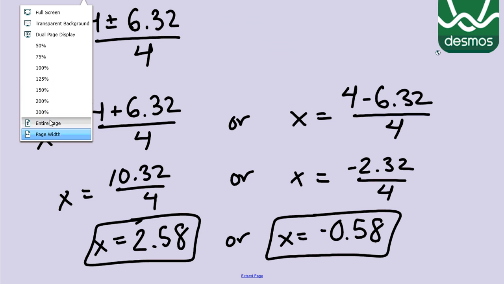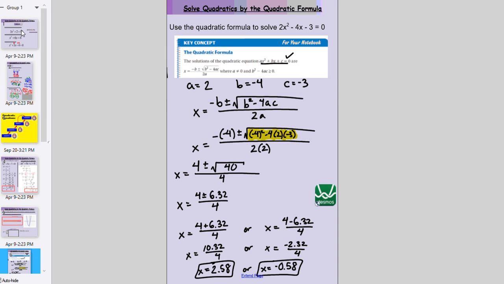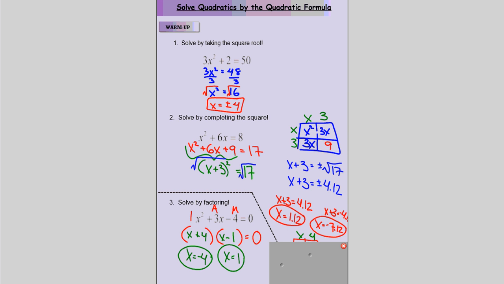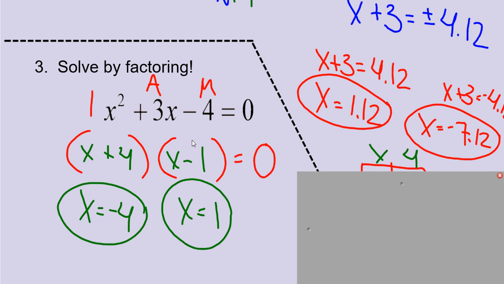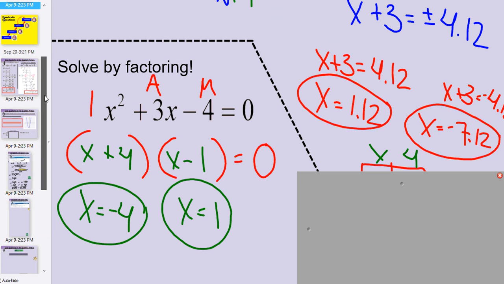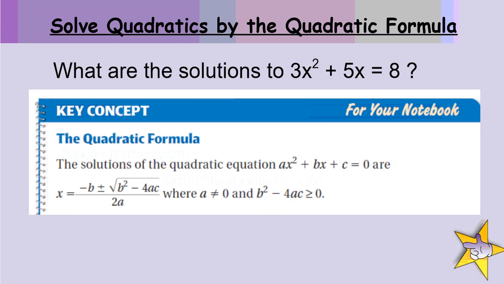Benefit of the quadratic formula is it works always. I mean, you could go back and let's look at one of the warm-up ones. You could do the quadratic formula on this one right here, solve by factoring. A would be 1, B would be 3, C would be negative 4. And you could do it. It would take quite a few steps. So you'd get the same answers that we got here. You get negative 4 and 1, but look, factoring is so much quicker. So factoring doesn't always work, but when it does, it's quick. Quadratic formula always works, but it's slower.